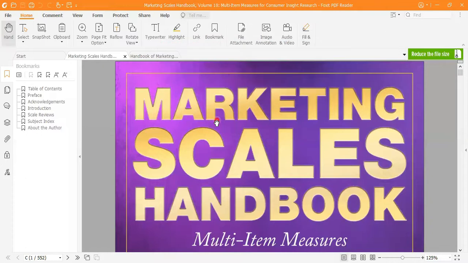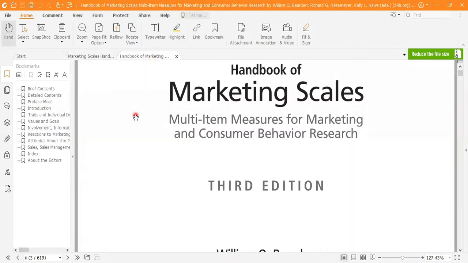So here we are looking at book number 1, the Marketing Scales Handbook, multi-item measures. Different multi-item measures are available in this book. I want to remind you that there are two books: the Marketing Scales Handbook and another, the Handbook of Marketing Scales, third edition, also multi-item measures for marketing and consumer behavior research.